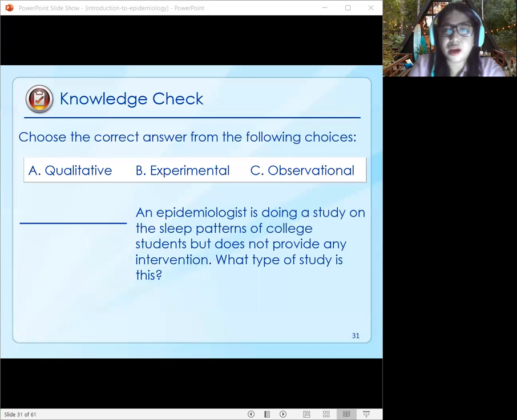Okay. An epidemiologist is doing a study on the sleep pattern of college students, but does not provide any intervention. So what type of study is this? Do you think this is qualitative, experimental, or observational? Okay, it is letter C, observational.